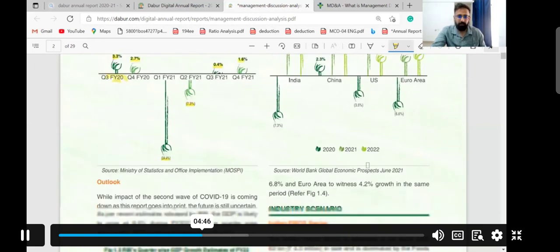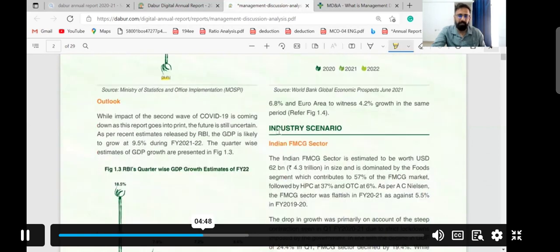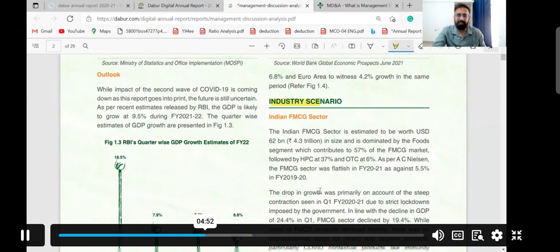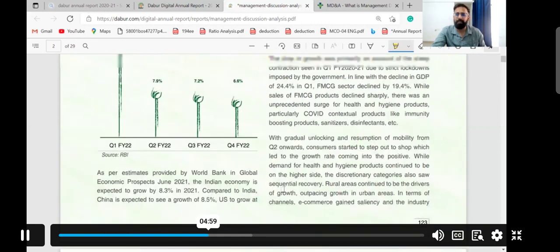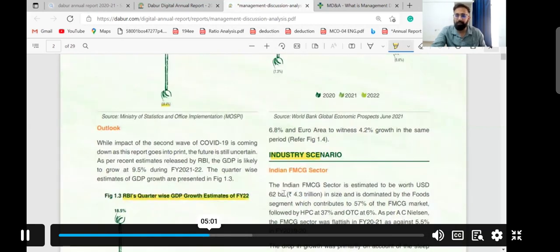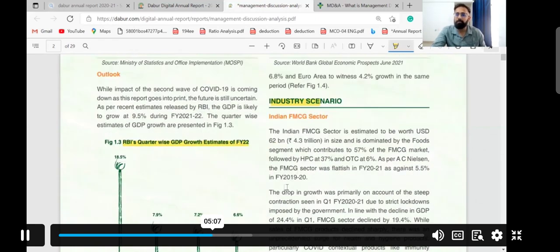Now, if I talk about further information, they have given you the industry scenario also, right? And they are giving RBI's quarter-wise GDP growth estimate for financial year 22. So they are giving forecasted data also. Definitely, when you are investing in any business, you need forecasted data. Now, after that, they will be giving you information about the FMCG sector.